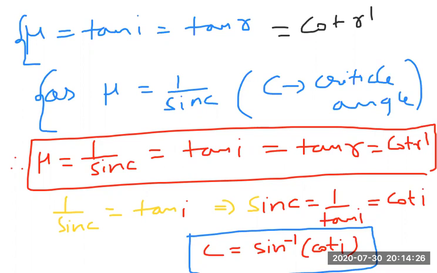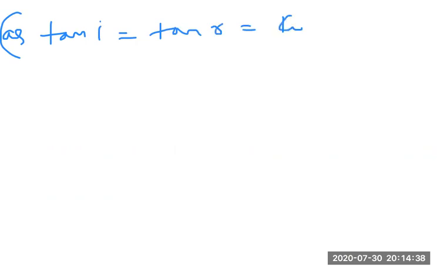So C is equal to sine inverse cot I. Obviously, what are the different forms? tan I is equal to tan R is equal to cot R dash. These are the different forms which we know. So mu is equal to, what we can write here is tan I we wrote. Mu is equal to tan I. Okay, mu equal to tan I, that section is over.